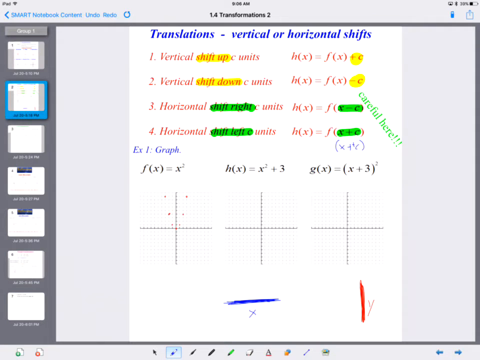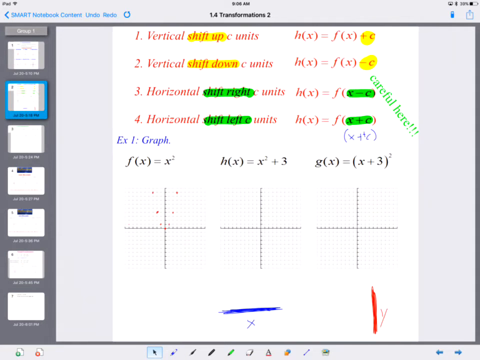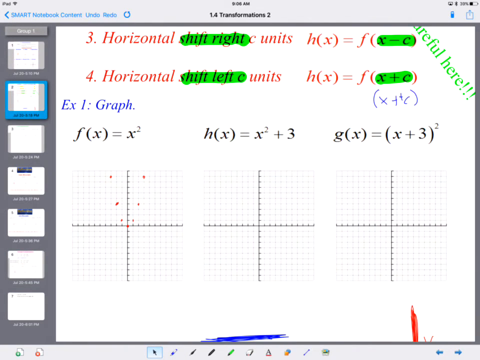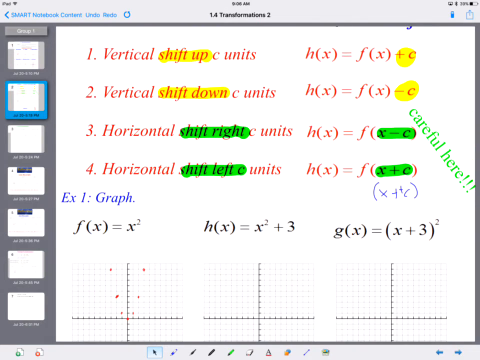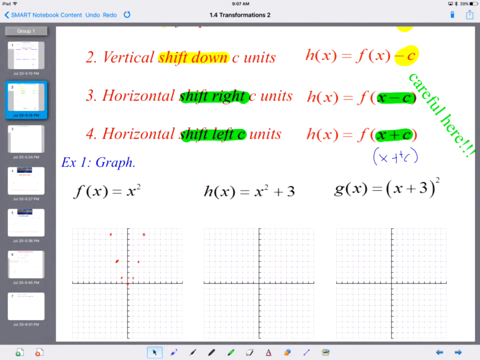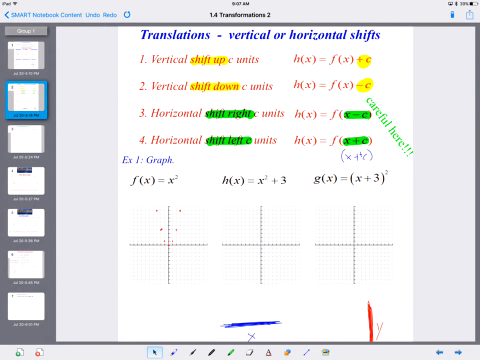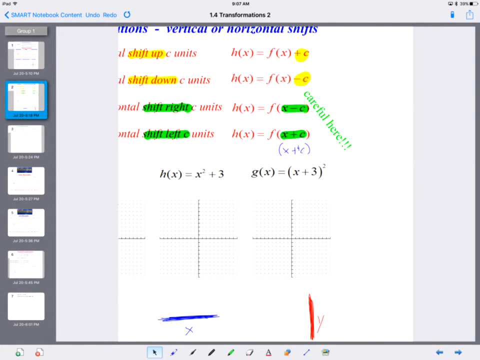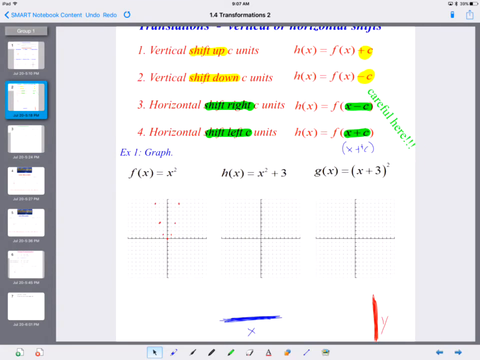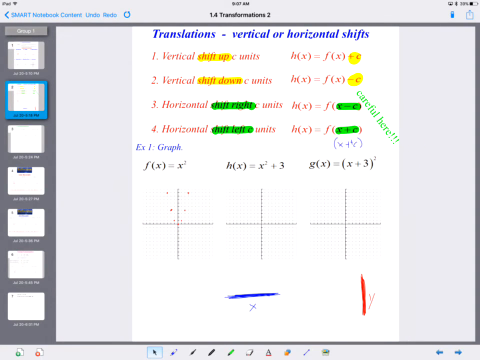So just to kind of apply a couple of those translations here. If I can get all this on the screen. Maybe not.